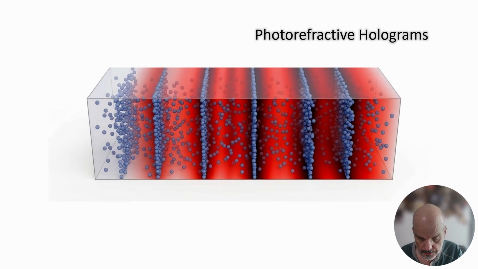The red would be the intensity of a pair of plane waves interfering in the material. The field excites a charge. That charge naturally migrates to where it's no longer excited, so it migrates to the nulls in the field as shown here. So you create a space charge field that's proportional to the gradient of the illuminating intensity.